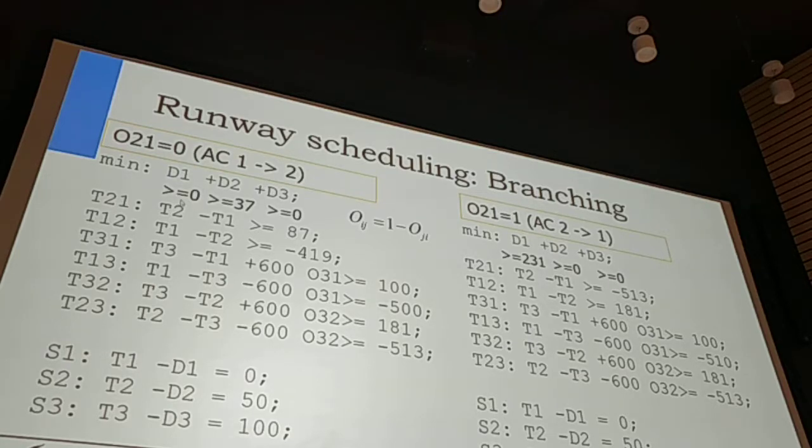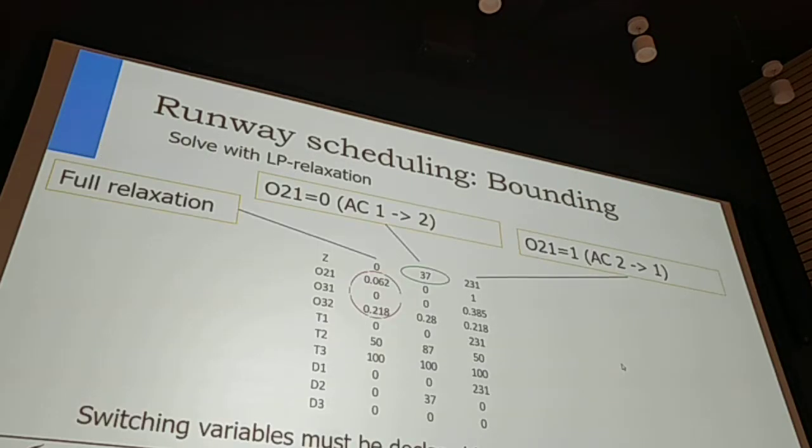So D1 is then, in the left case, at least 0, D2 is at least 37, D3 is at least 0. So the objective in this case will be at least 37. In this case, delay 1 will be at least 231, delay 2 will be at least 0, and D3 will be at least 0. Now if I run it into LP solve, this is an LP relaxed solution, but I fixed the order of 2,1 to either 0 or 1. If I have fully released, then I get order 2,1 is 0.062, order 3,2 is 0.218, and order 3,1 is 0.